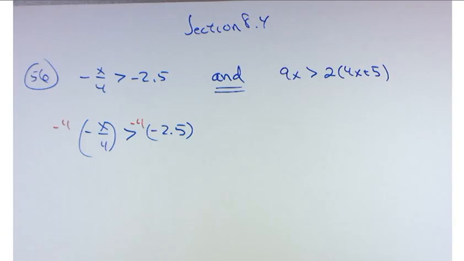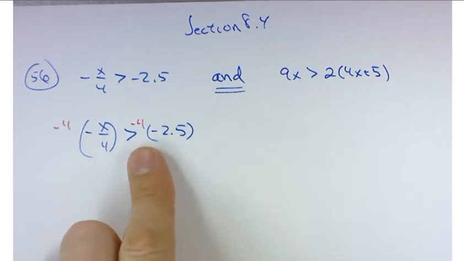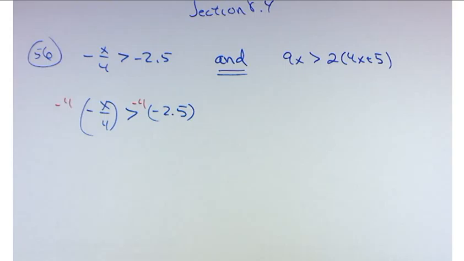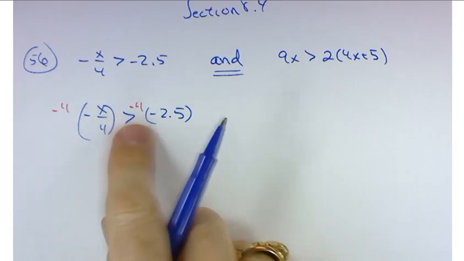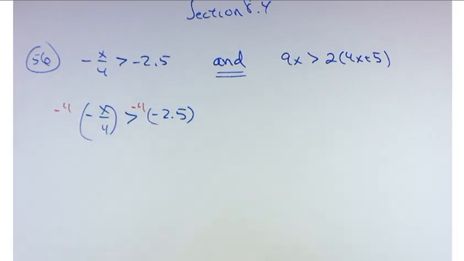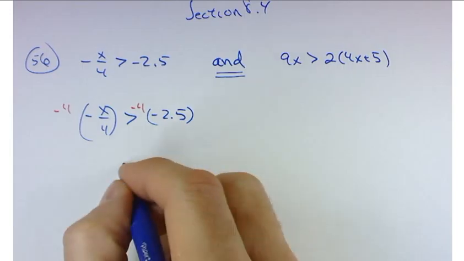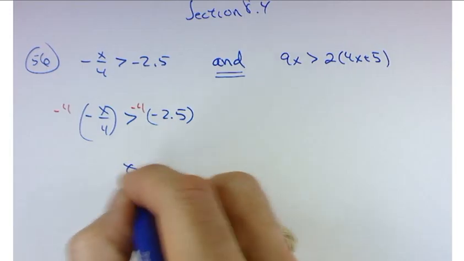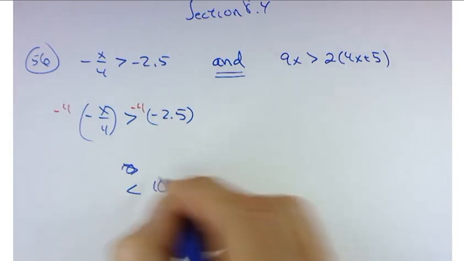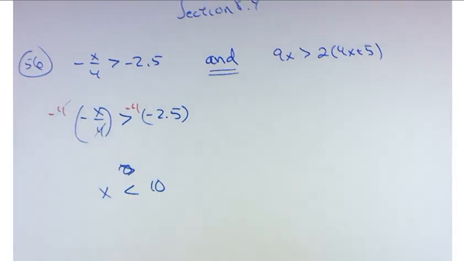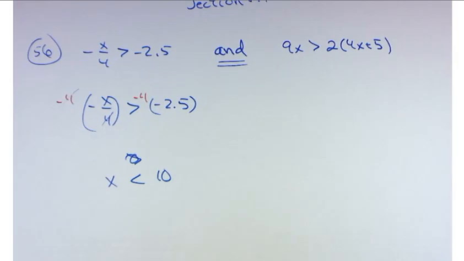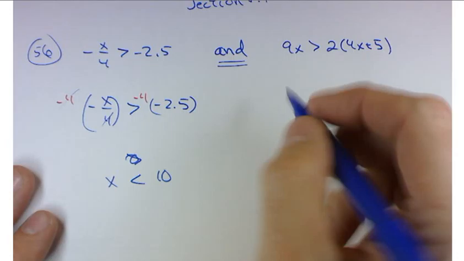Now when I multiply by negative 4, what special thing is going to happen to my inequality? Yeah, it reverses direction. Because when you multiply or divide both sides of an inequality by a negative, it changes the direction of the sign. So on the right-hand side, I get 10. On the left-hand side, that cancels and the negative cancels, so I get x is less than 10. Okay, not so bad.